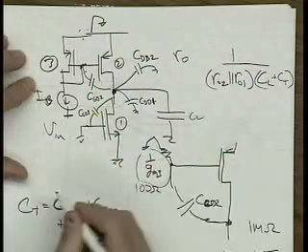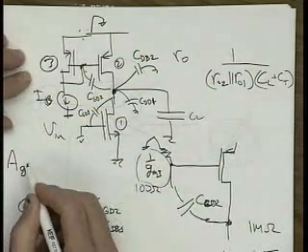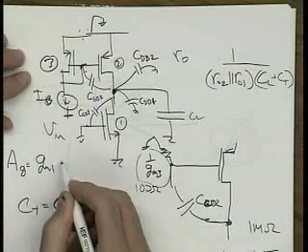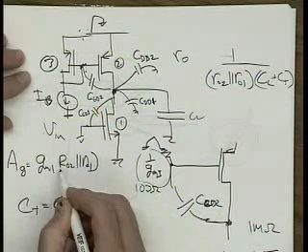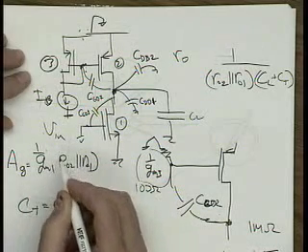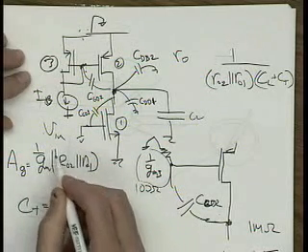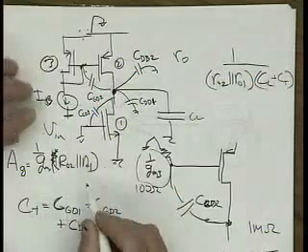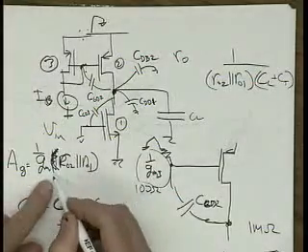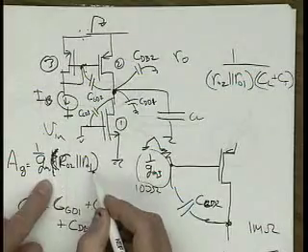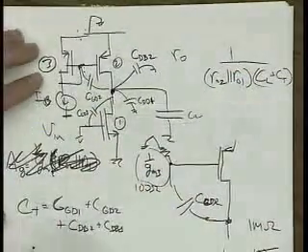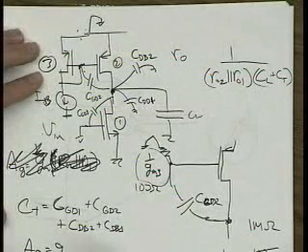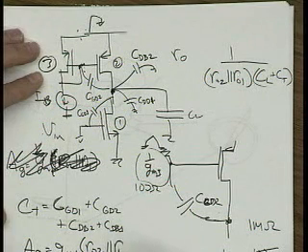So now there's a gain control right here. A sub gain equals GM1 times R02 in parallel with R01.